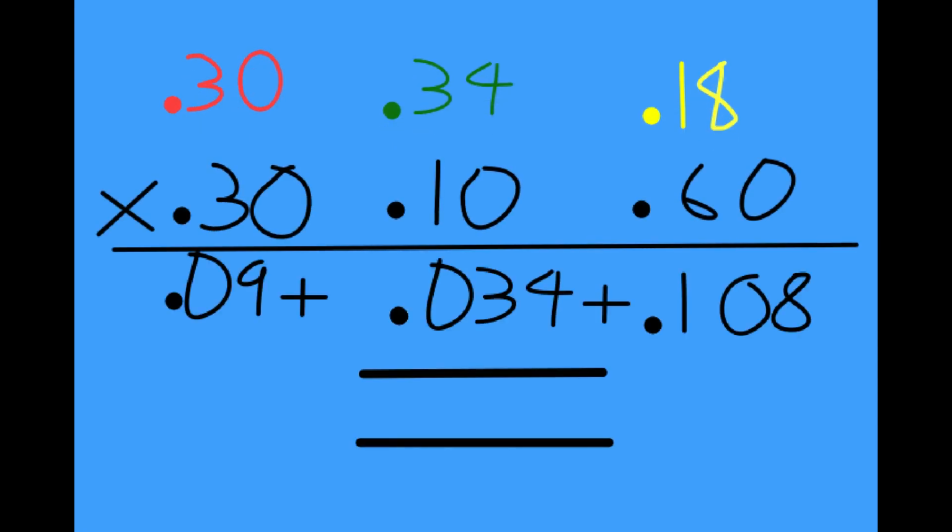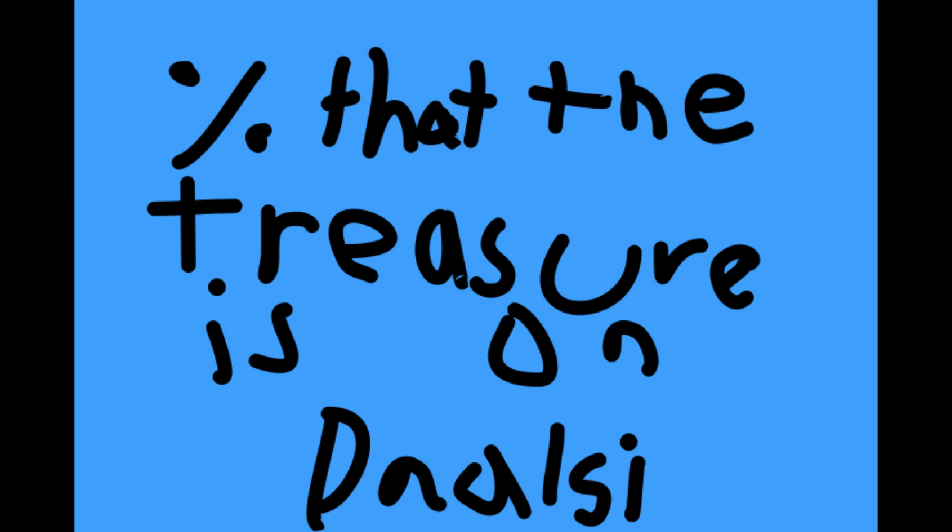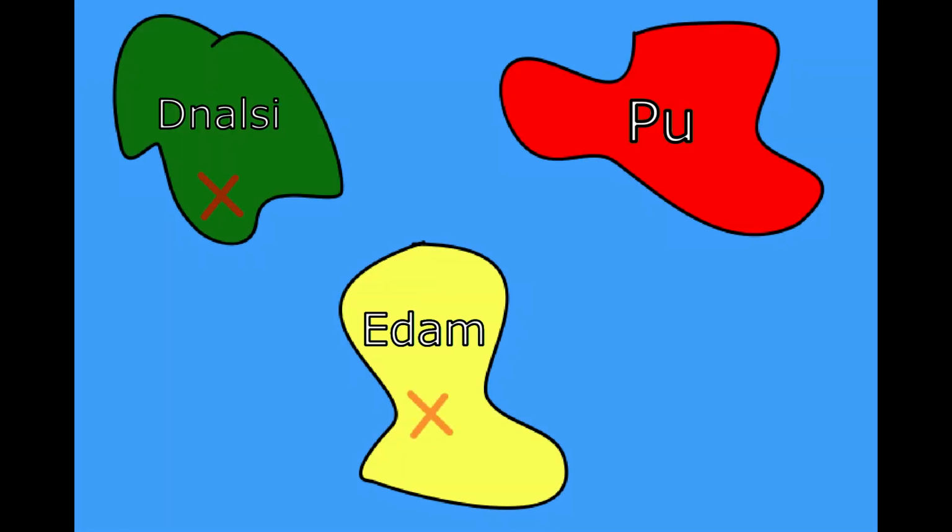When we add those all up, you get 0.232 or 23.2%, which is the chance that the treasure is on Dnalcy. That means the treasure is probably not on Dnalcy, but is likely to be on Adam.